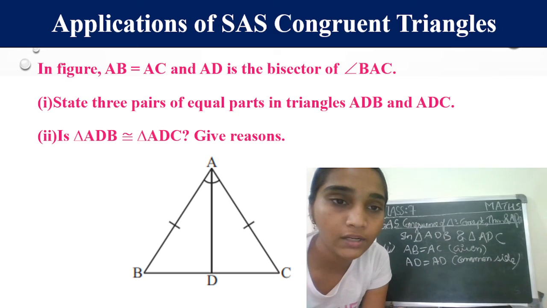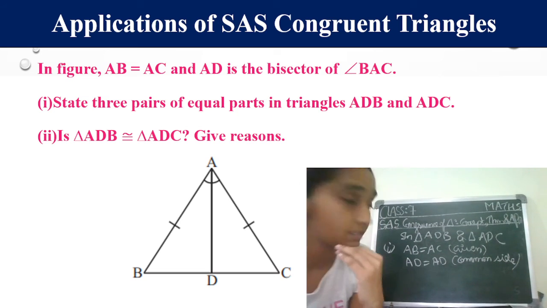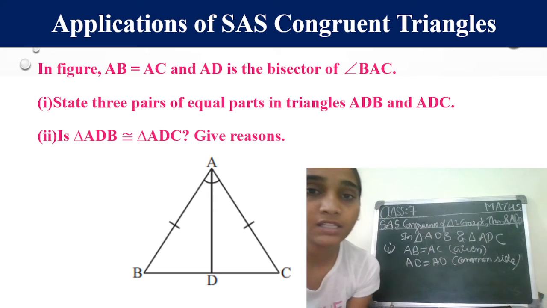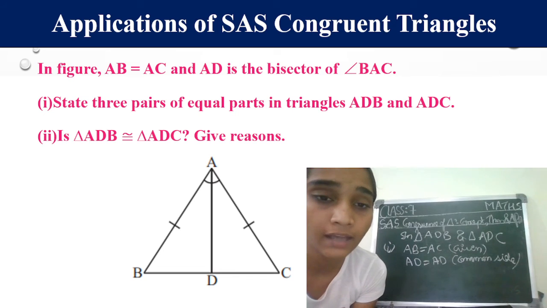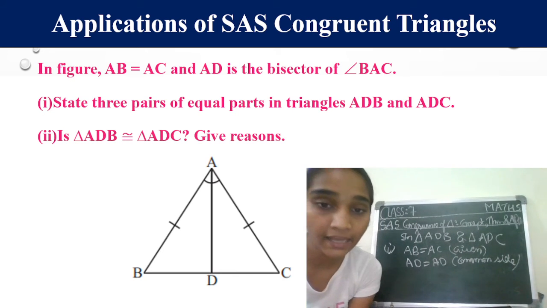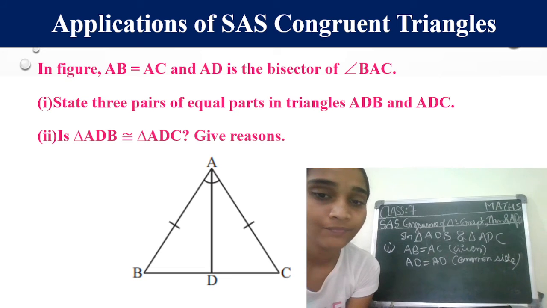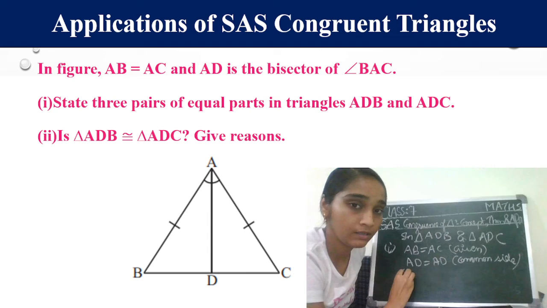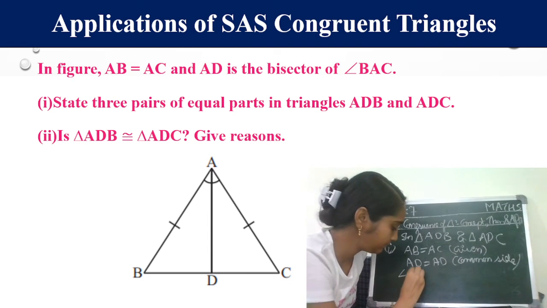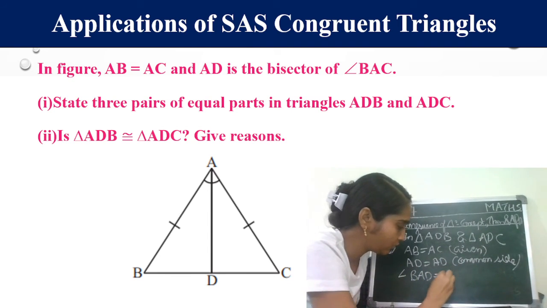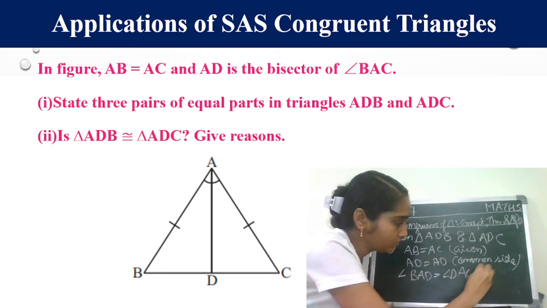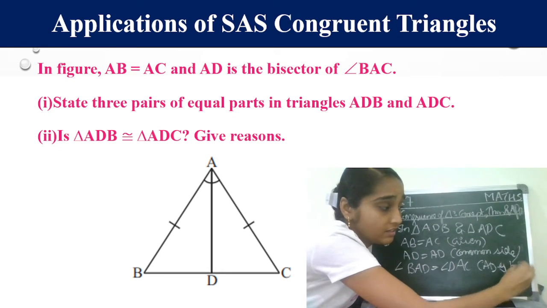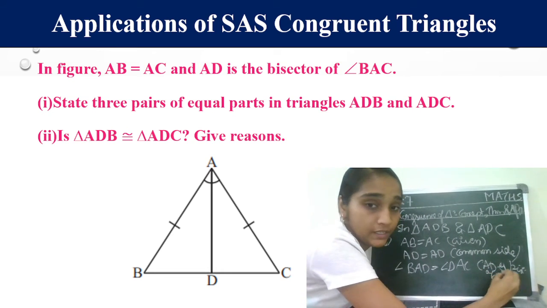And what about the third pair? They are asking for the third pair also; two pairs of sides we have been given. Since we are given that AD is the bisector of BAC, students, I can say a bisector bisects the angle into two equal angles. So very good, the third equal part you have identified. It is angle BAD and angle CAD, which are equal, because AD is the bisector of angle BAC.